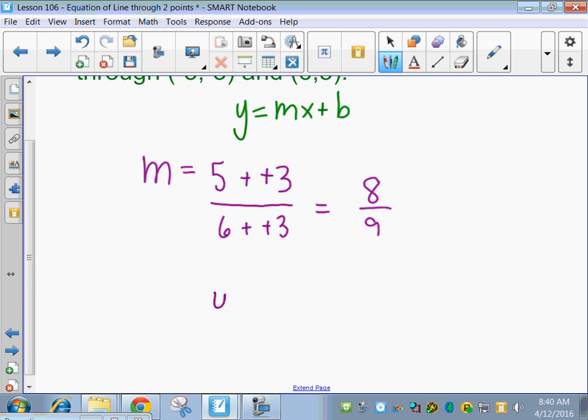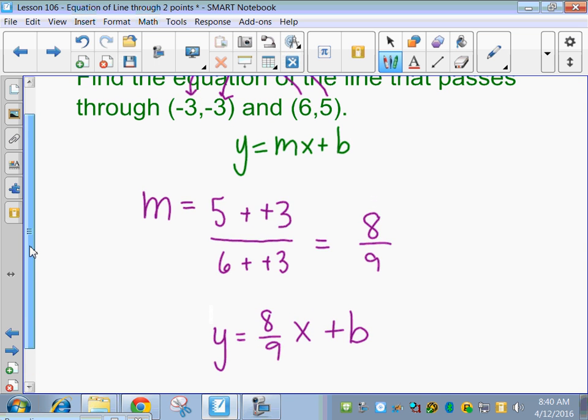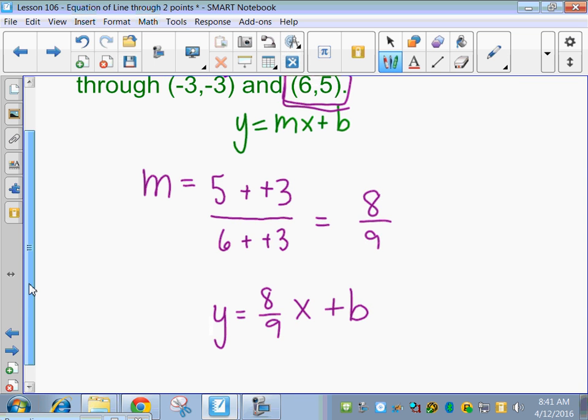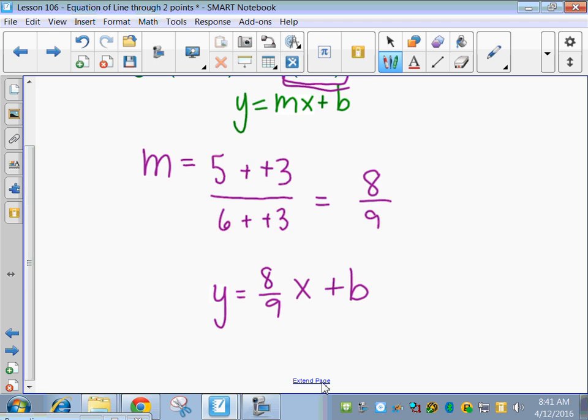So I have y equals 8/9 x plus b. So I replace the m with the 8/9. And now we can use either coordinate point to find the b. So I need to plug in for x and I need to plug in for y. I'm going to use 6, 5, just because they're both positive numbers. But again, you'll get the same answer, whichever one you decide. Okay. So I'm going to plug 6 in for x and 5 in for y.